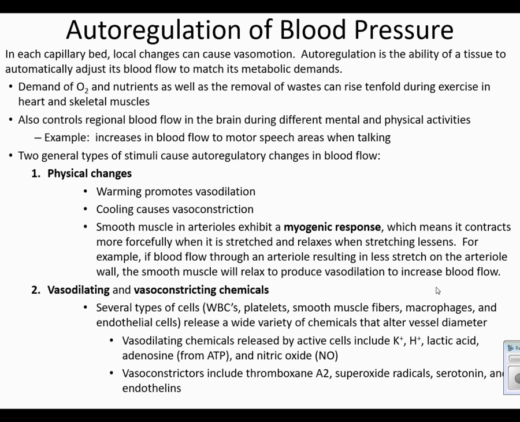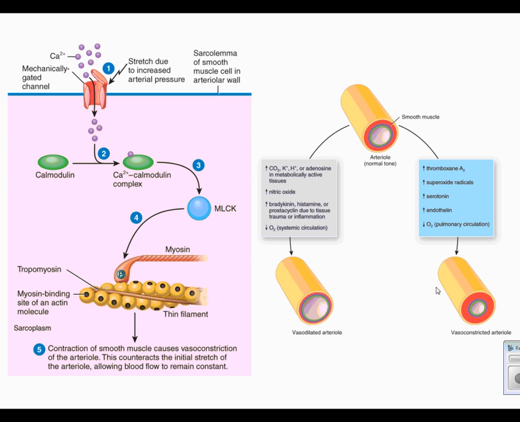Vasoconstricting chemicals include thromboxane A2, which we learned about in the formation of, not a platelet plug, but a vascular spasm. That's part of the process when our blood is going to start spilling out, when our blood vessels are broken. Others include superoxide radicals, serotonin, and endothelins. We don't have to know those specifically, do we? Those chemicals? Wouldn't be a bad idea.